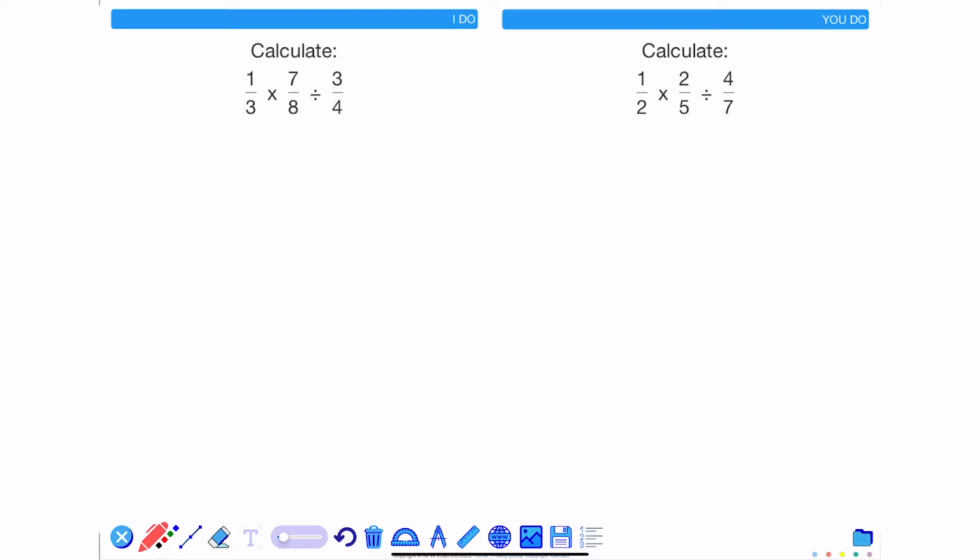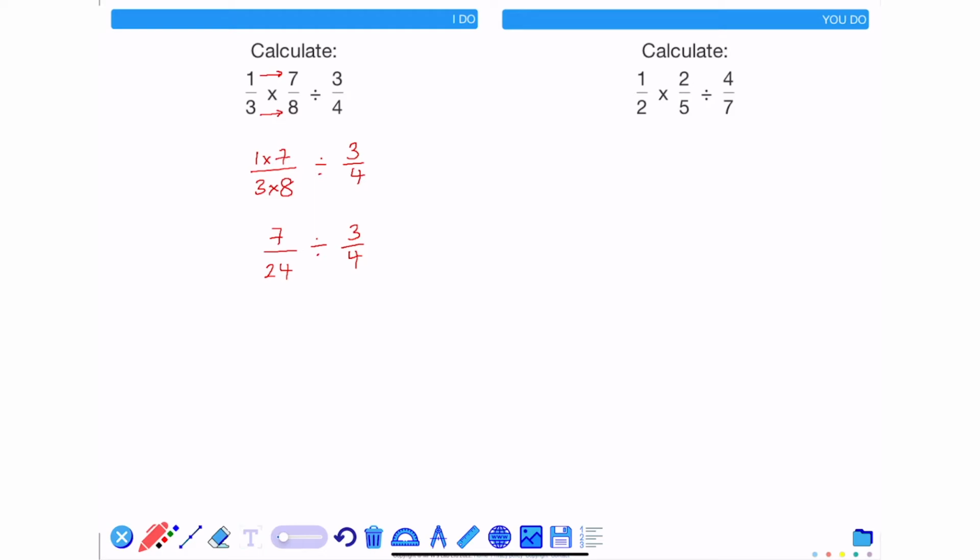I've been given three fractions where the first two need to be multiplied, and the product then needs to be divided by 3/4. So answering the first bit, whenever I multiply two fractions, I multiply their numerators and I multiply their denominators in order to give me my final answer. So I'll have 1 times 7 over 3 times 8, and this will then be divided by 3/4. 1 times 7 is 7, and 3 times 8 is 24, and this is going to be divided by 3/4.